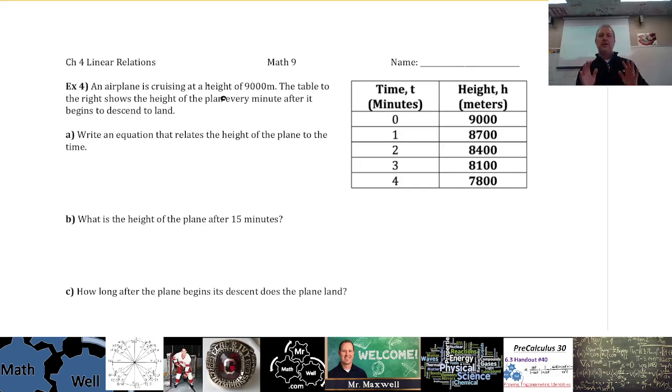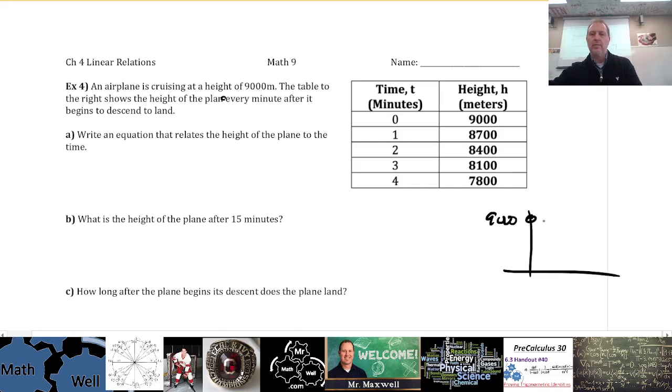All right, so the plane is coming down. So we're going to see a little bit of a different equation here. And I want to see if you can spot what the difference is in this relationship. I'll just sketch right here, okay? Just a quick sketch. We've got a plane starting at 9,000. You don't have to write this, you can, but 9,000, and it's coming down over time.